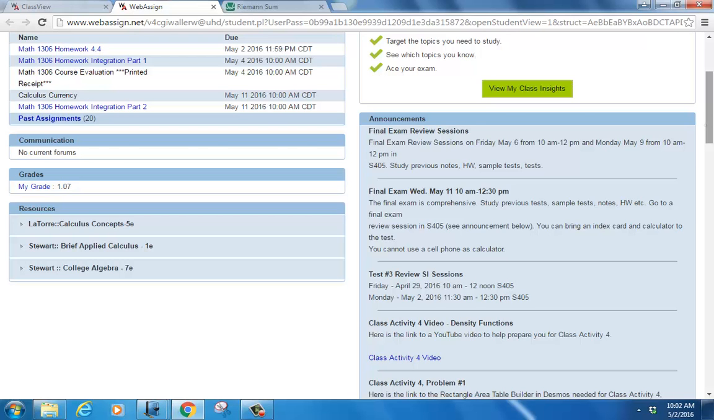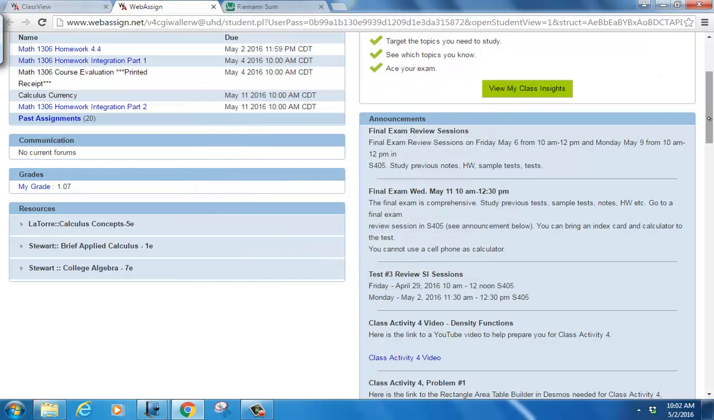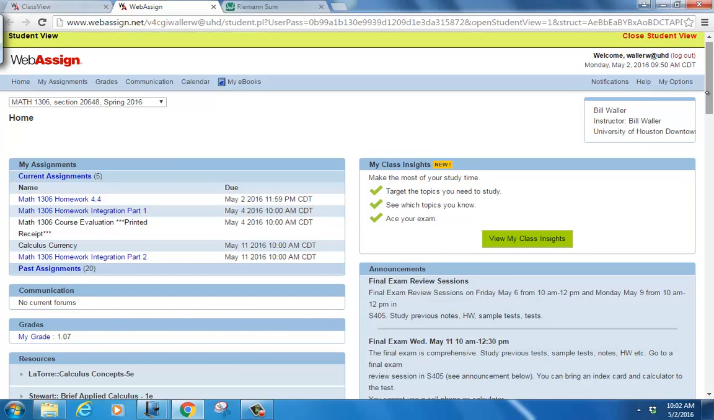As far as the test goes on Wednesday, I made a slight adjustment for you. So this second integration homework, which we're going to talk about today, okay, is not going to be due until the time of the final. So that will be covered on the final exam, okay? So the problems on that homework will be on the final exam, but not on test number 3.